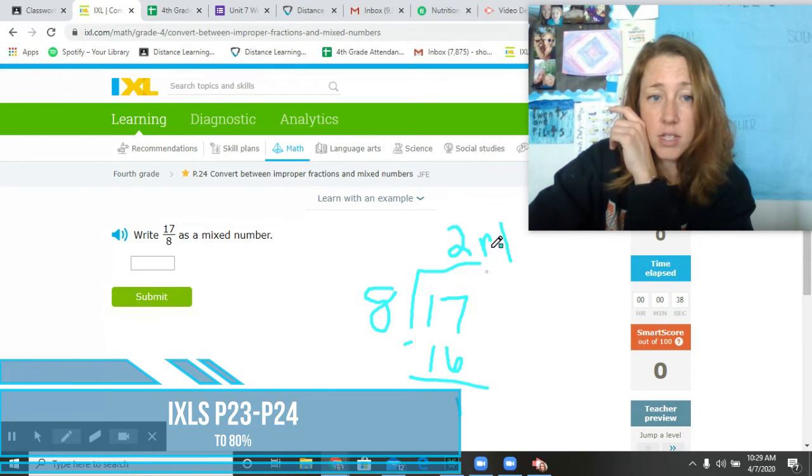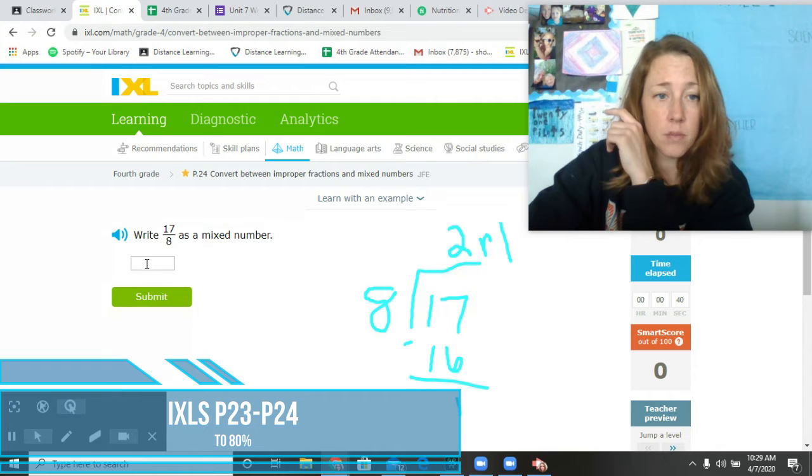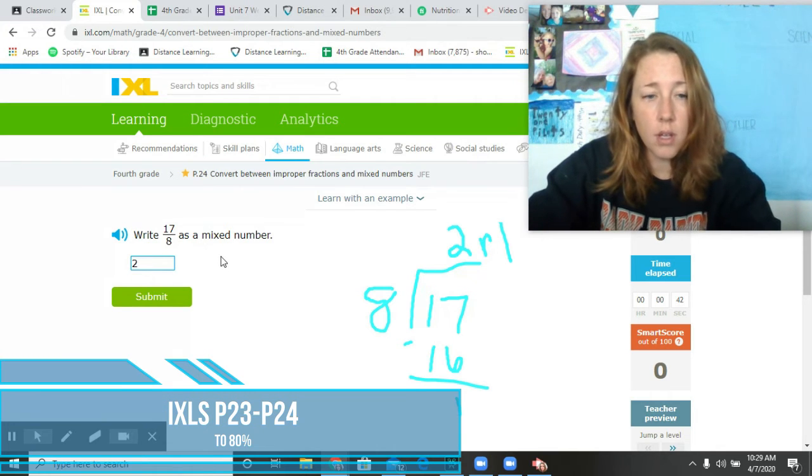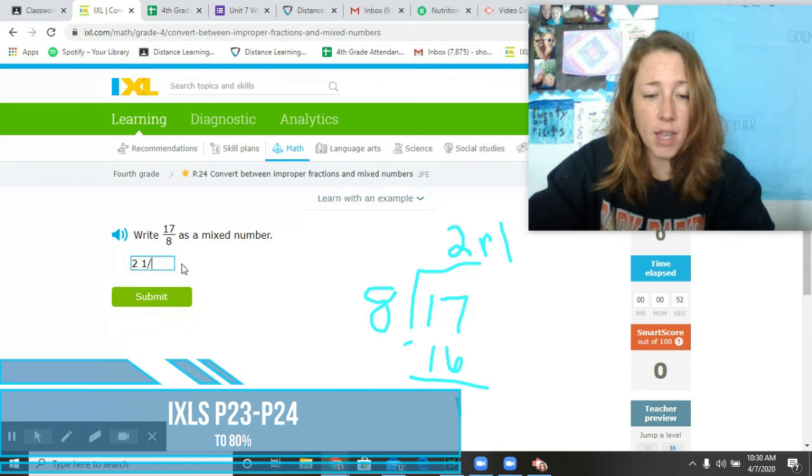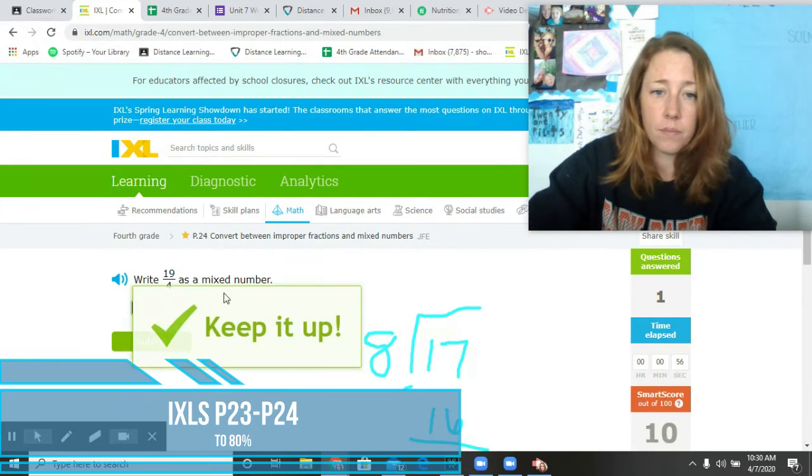Now I'm converting this into my fraction. This is my whole number, so 2. Space. My remainder is my numerator, so I put a 1 there. And then my denominator stays the same, and it's 8s. Okay.